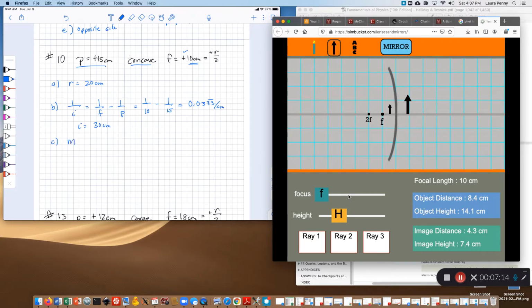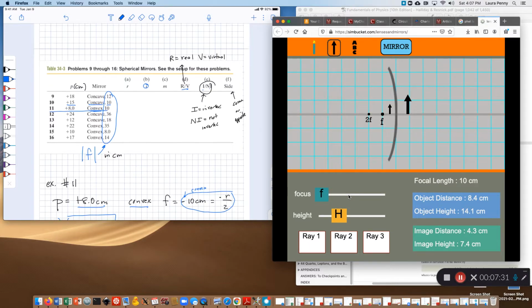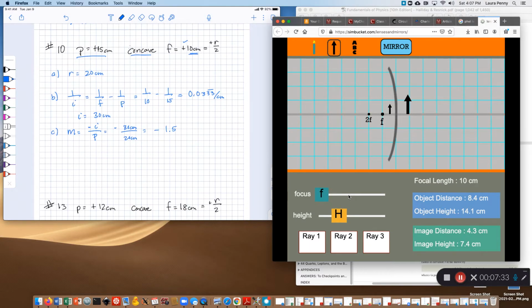Then my magnification is negative I over P. So negative 30 centimeters over 20 centimeters, I get a negative 1.5. And now it starts to ask me, so for D, real or virtual? Well, I have a positive image distance, so this is a real image. I is positive.